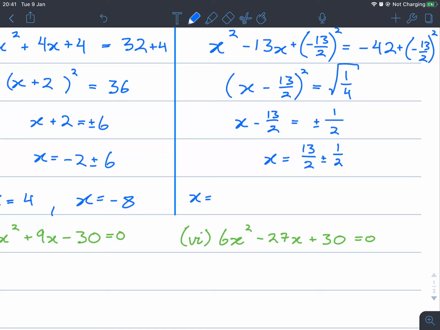Now they both have the same denominator, so we can just add it. So 13 plus 1 is 14 divided by 2. 14 divided by 2 is 7. If we take 13 take away 1, 13 take away 1 is 12, divided by 2 is 6.